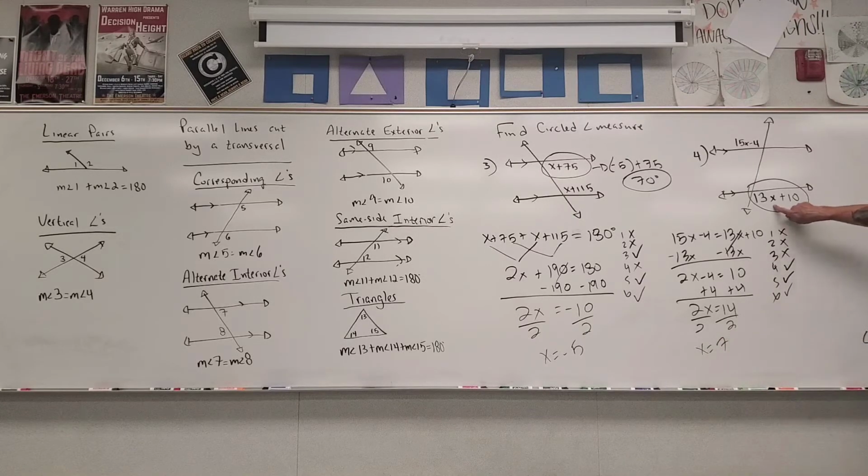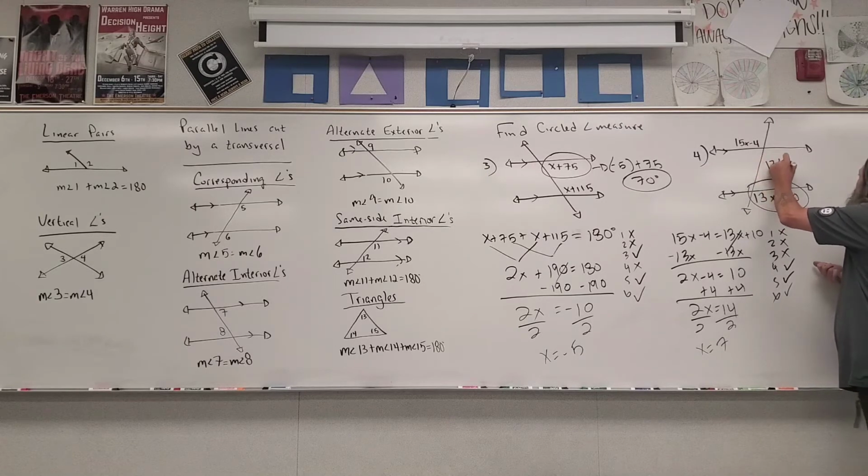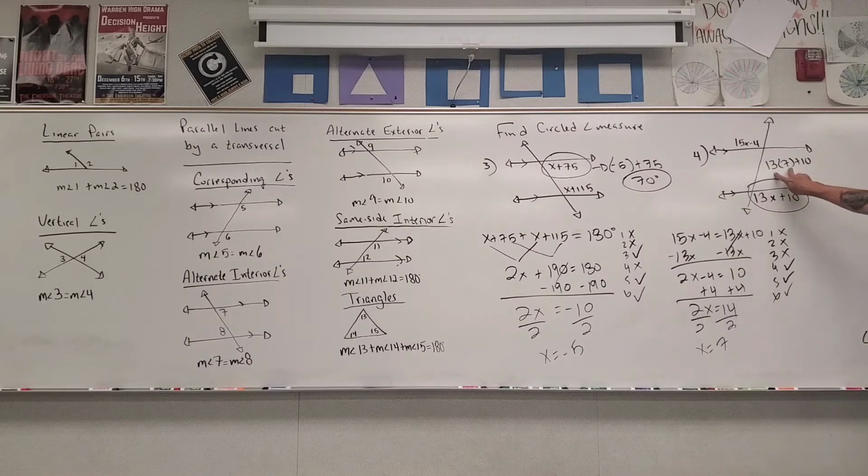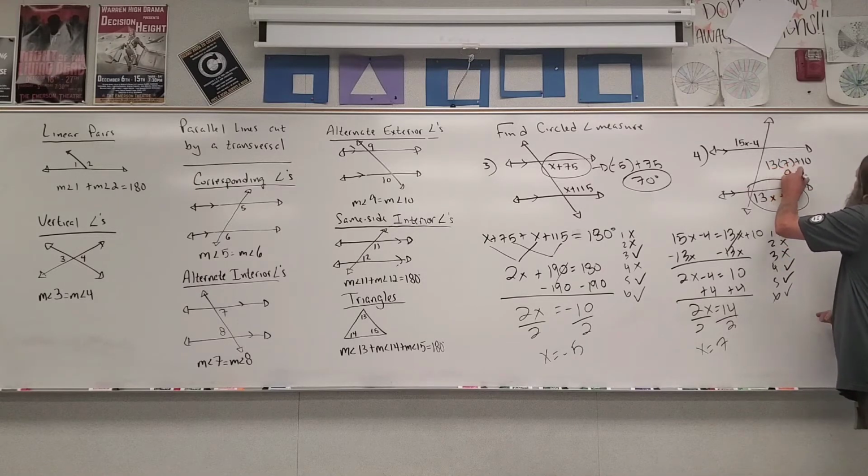And so I want to plug my x value into that. So now I get 13 times 7 plus 10. 13 sevens is the same as 10 sevens and 3 sevens. 10 sevens is 70, 3 sevens is 21. So that means that this is 91. 91 plus 10, that means that this angle measure is 101 degrees. That is my answer.